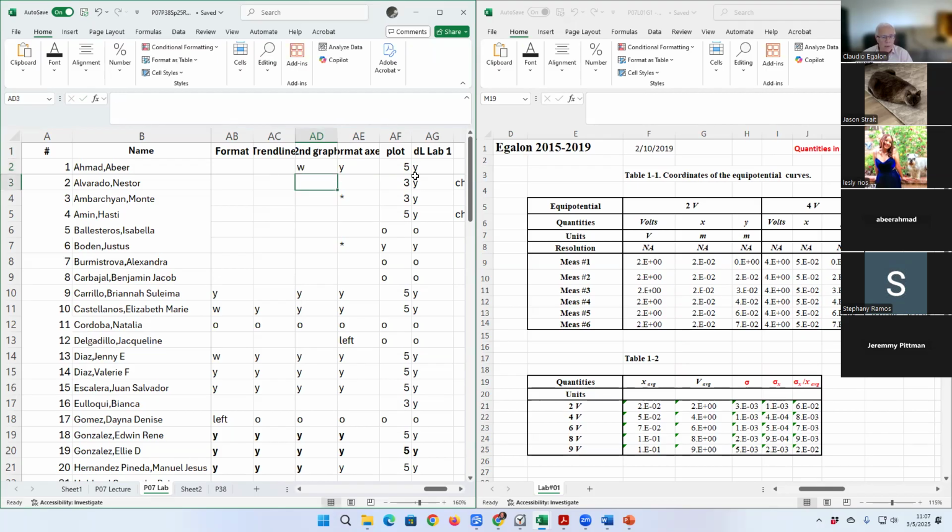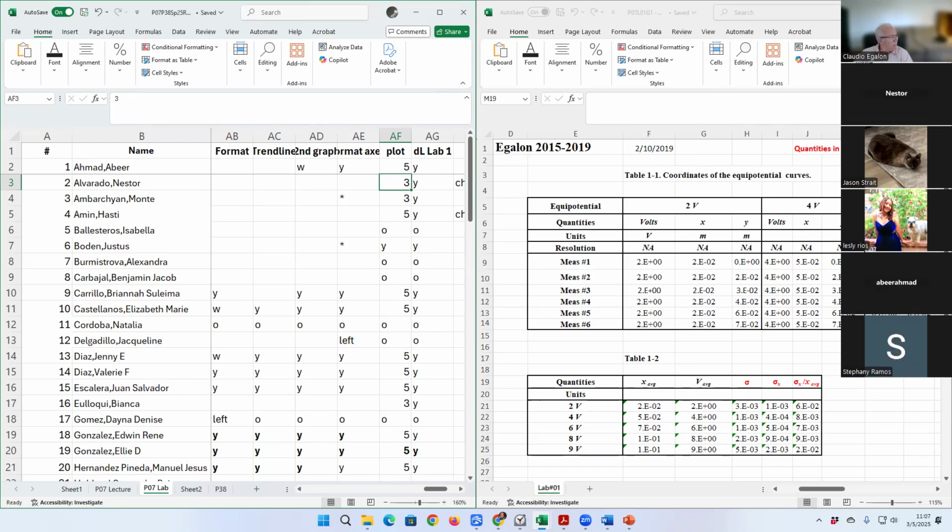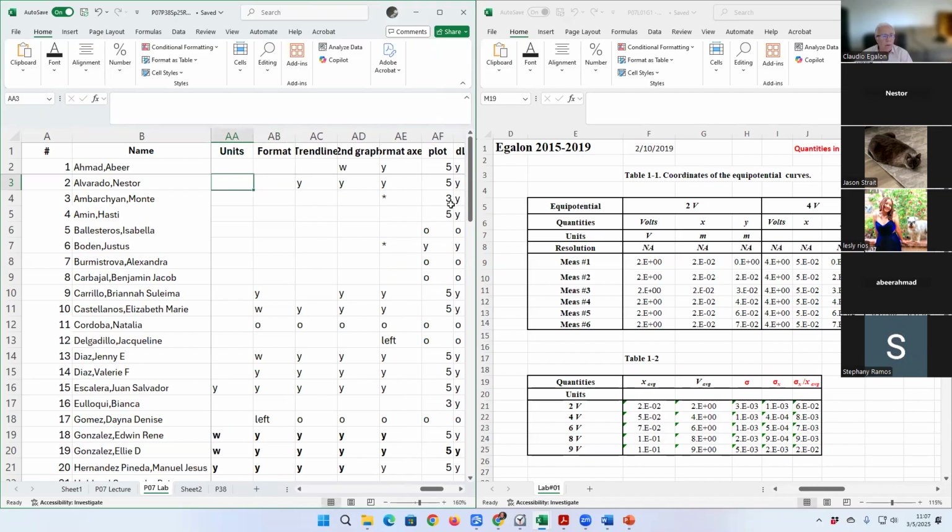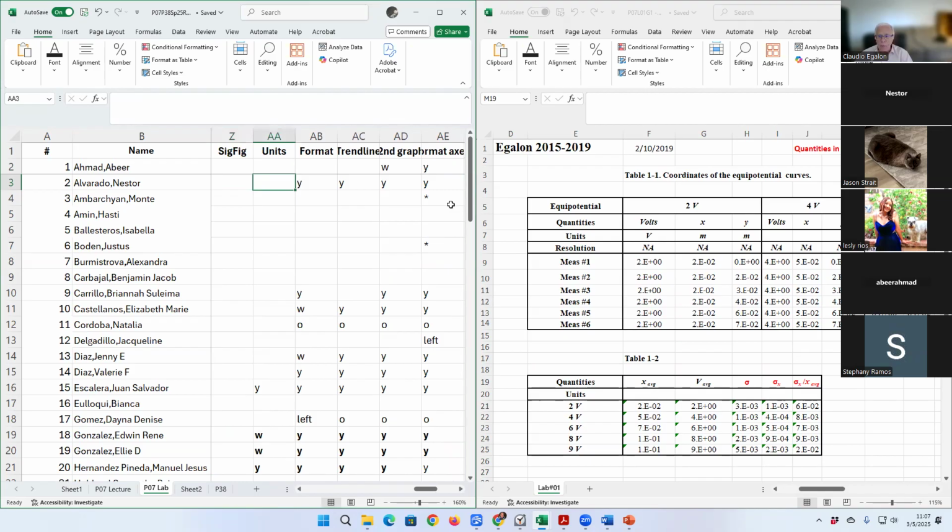Okay, so let's go for Nestor. Hi, Nestor. Are you there? Yeah, I am. Okay, good. So did you plot all the five equipotentials? Yeah, the 5 and then the second graph as well. Okay, second graph as well. Did you put the trend line in the second graph? Yeah, I did. Did you format the axis? Yeah. Okay. Did you work on the units of the tables? I did. I think I actually did the sig figs as well too.